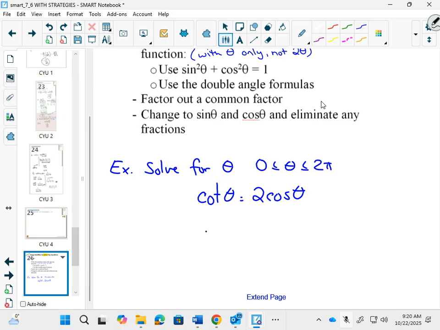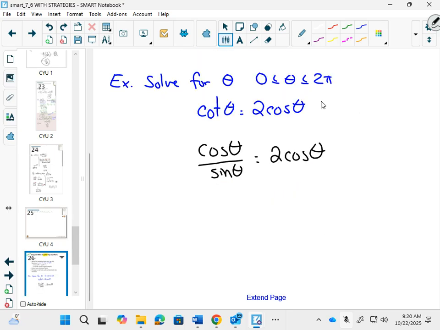So to start with, I change cotangent to cos theta over sine theta. And then if I multiply both sides of the equation by sine theta, can you see that then your sine thetas would cancel out and you would get rid of the fraction? And you get cos theta equals 2 cos theta sine theta.